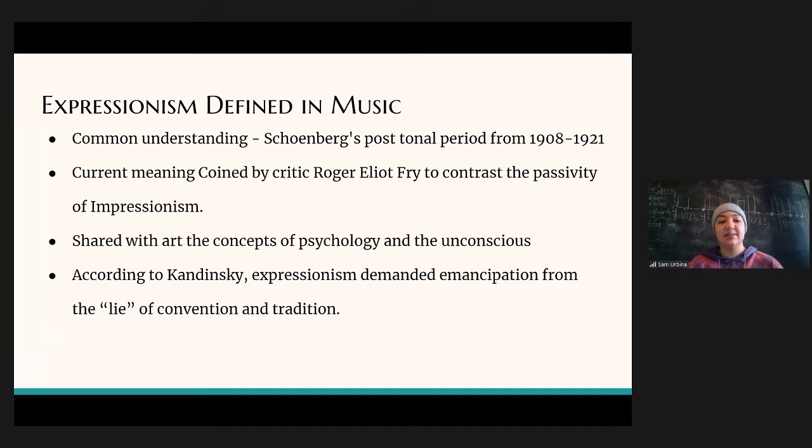All right, Expressionism in music. It is the common understanding that this takes place in Schoenberg's post-tonal period, but before his 12-tone period. The current meaning of Expressionism was coined by critic Roger Elliott Fry to contrast the passivity of Impressionism. It shared with art the concepts of psychology and the unconscious, especially with the rise of Freudianism. A lot of artists took interest in trying to express that in their art. And according to Kandinsky, the artist, Expressionism demanded an emancipation from the lie of convention and tradition.